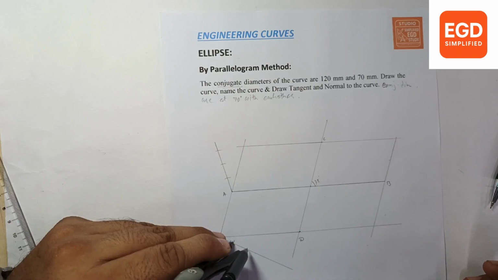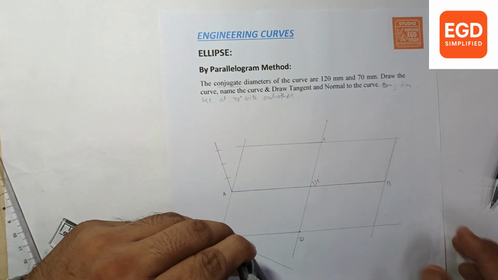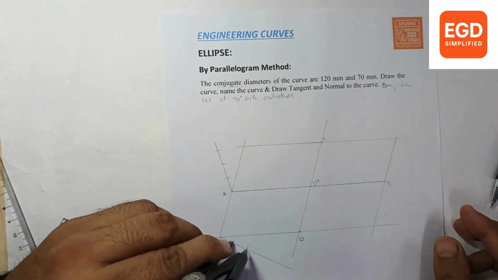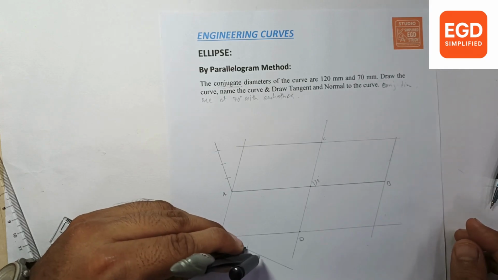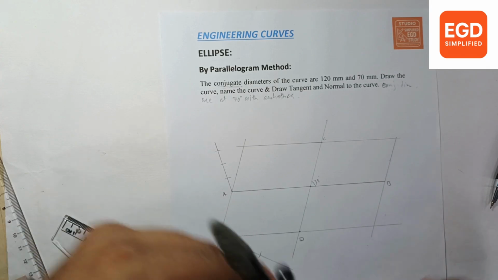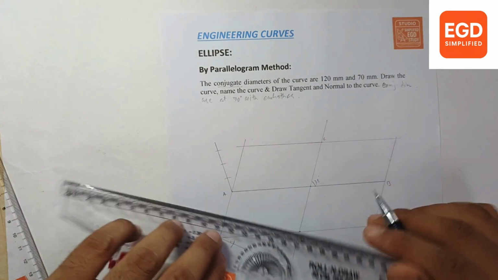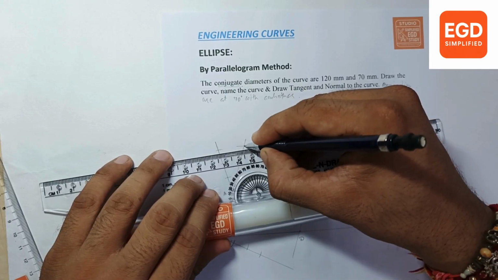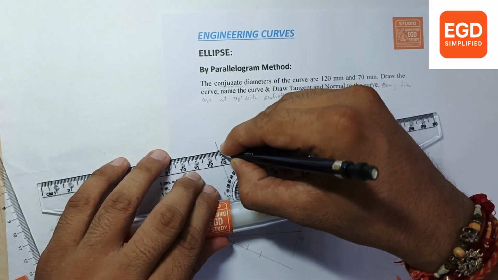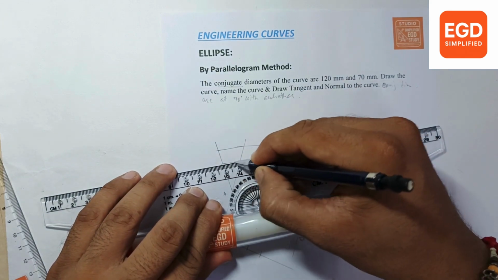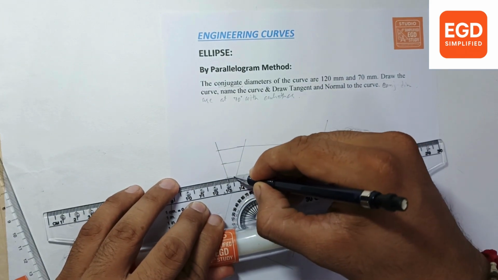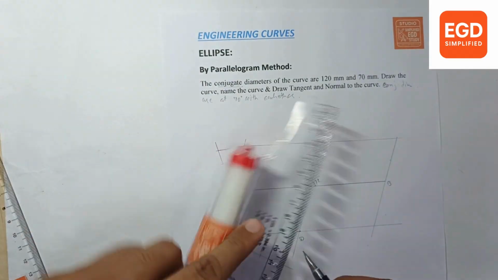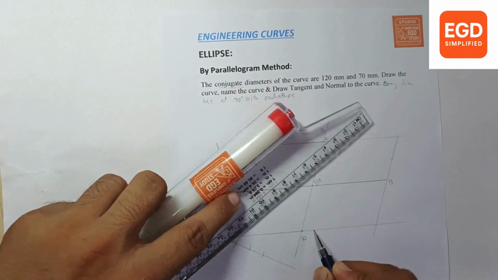1, 2, 3. Connect the endpoints. Draw parallel line from each points. Same for this line.